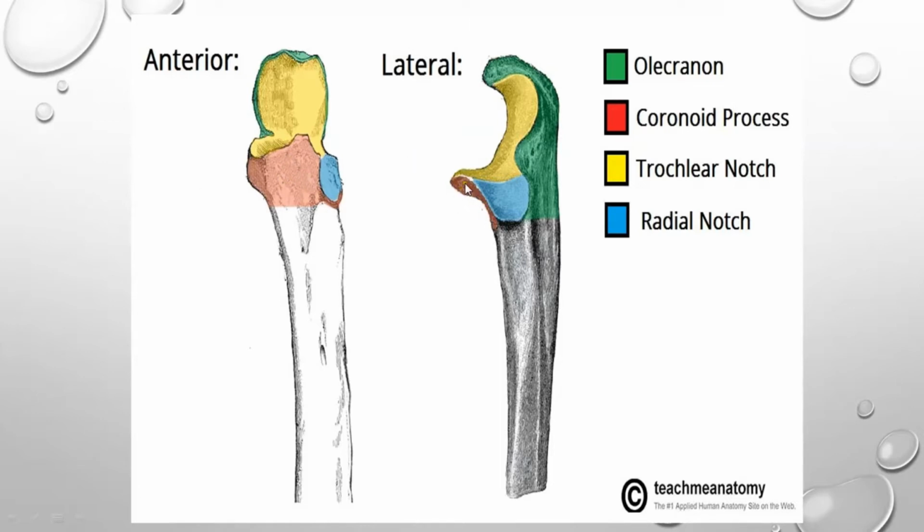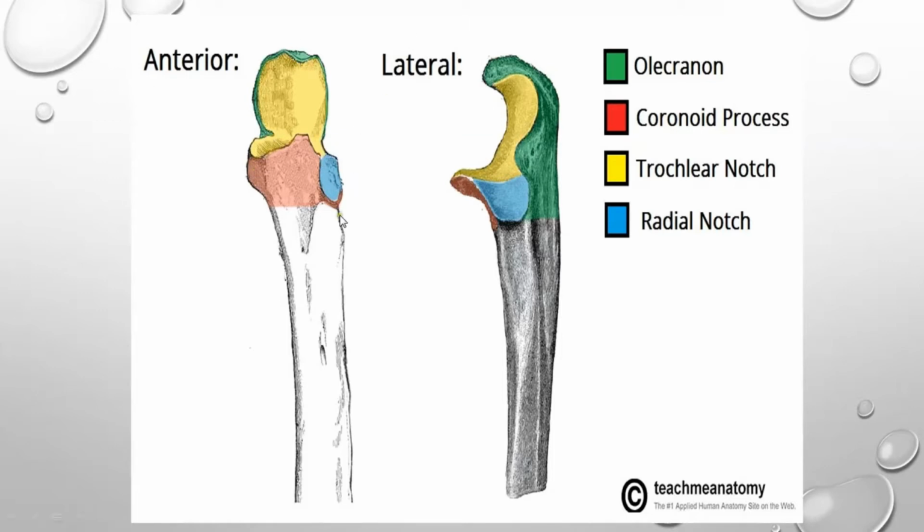This whole is the coronoid process. Its superior surface and a small part of the lateral surface take part in the formation of the trochlear notch.